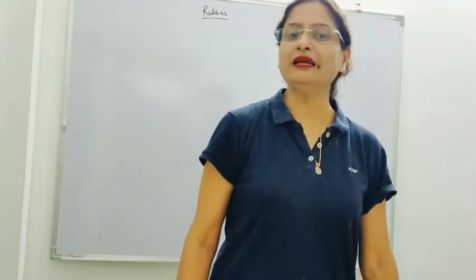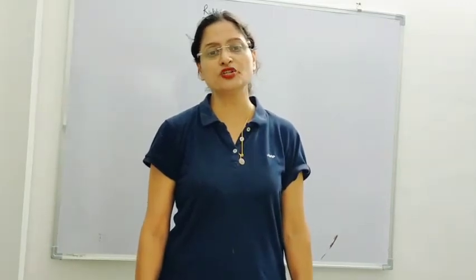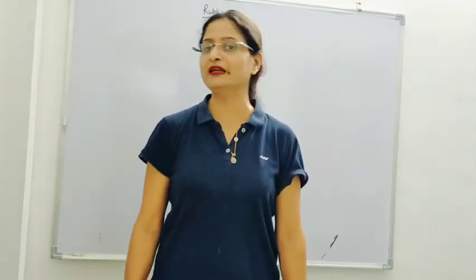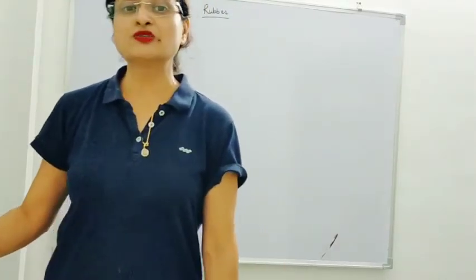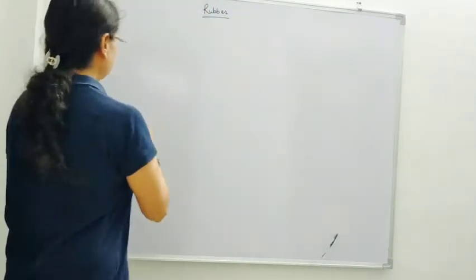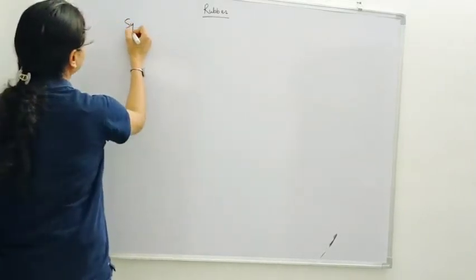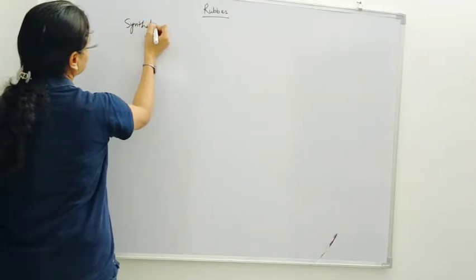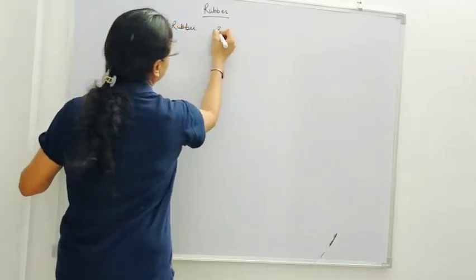Welcome back once again. So in the previous videos we have learnt about preparation of certain addition polymers and condensation polymers. Today we will be discussing about the rubbers. There are two types of rubbers, that is synthetic rubber and natural rubber.